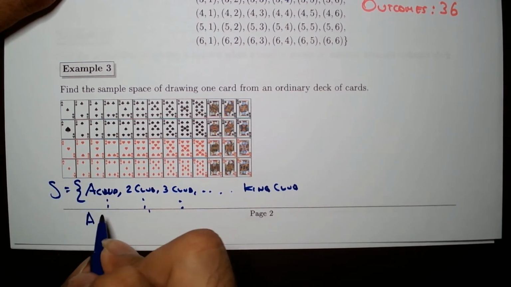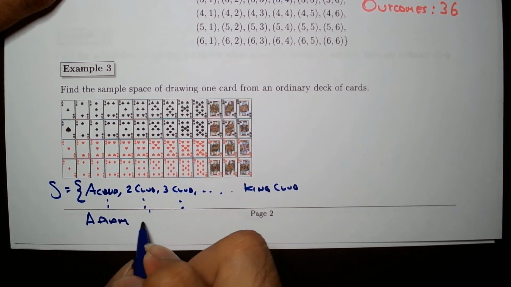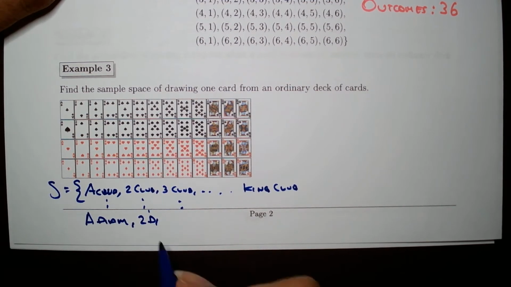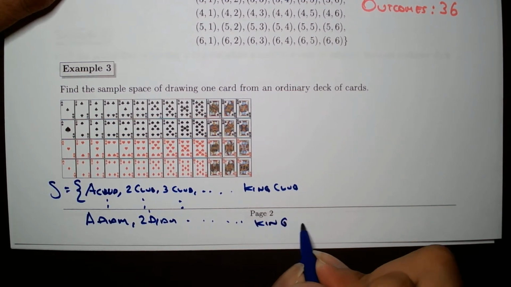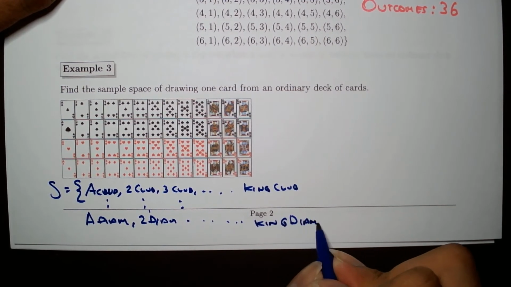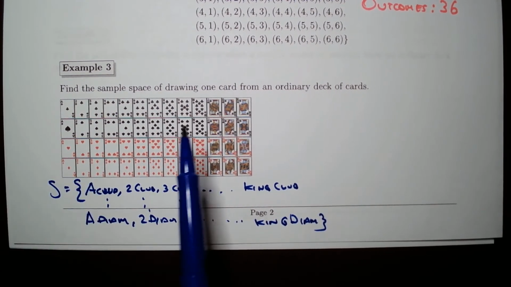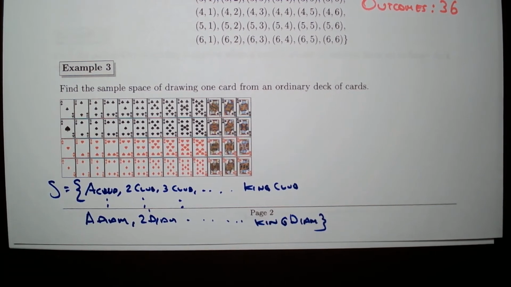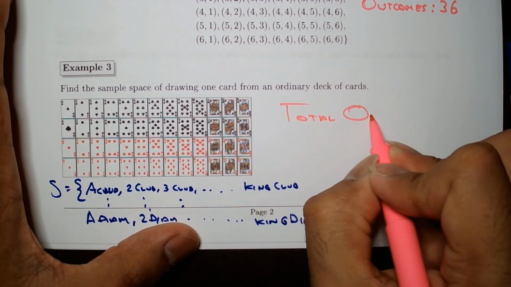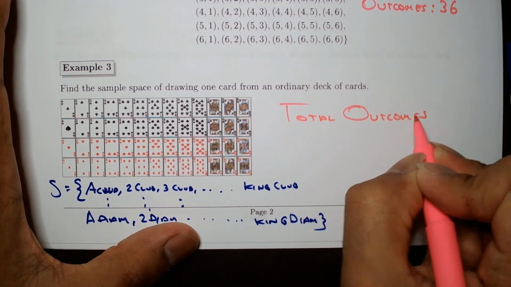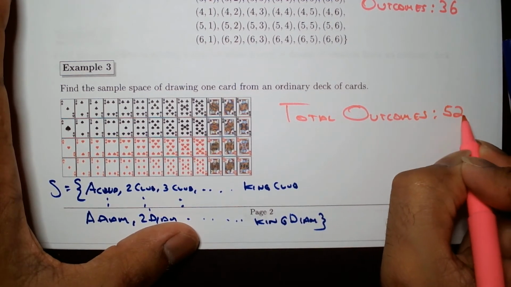And then we do the same until we do the ace of, in this case, diamond, the 2 of diamond, etc., etc., and then until we get the king of diamond. And that's how we would describe it using this notation. But in this case, I just gave you the picture. You don't have to fill in this blank. That's fine. That's enough. Now, the total number of outcomes in this case is 52.